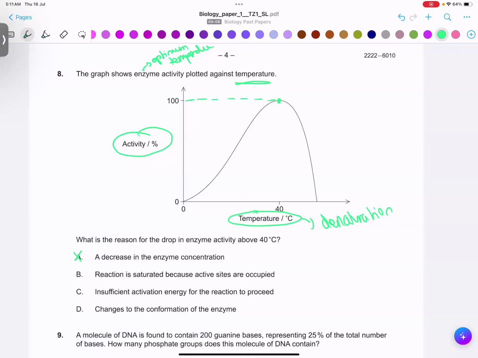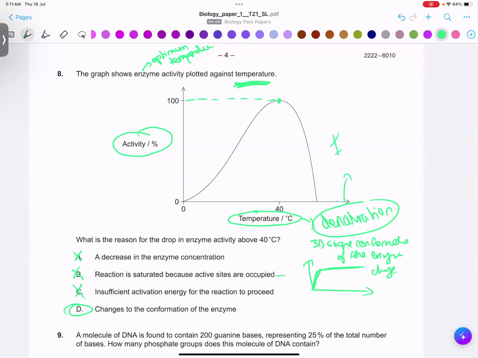Reaction is saturated because active sites are occupied. No, because if this was true, then the reaction would look somewhere like this. And again, it would not be plotted against temperature. This is also false. Insufficient activation energy to proceed. Again, no, because we're plotted against temperature and the temperature is increasing. So, no. So, changes to the conformation of the enzyme. Yes. And why is that? Because again, once denaturation takes place, the 3D shape conformation of the enzyme changes. And again, this is irreversible. The enzyme cannot go back to its normal original state.